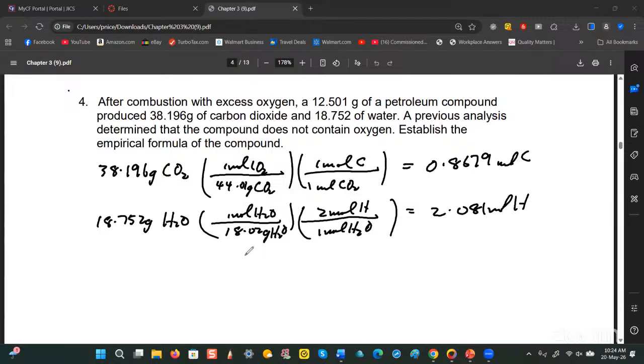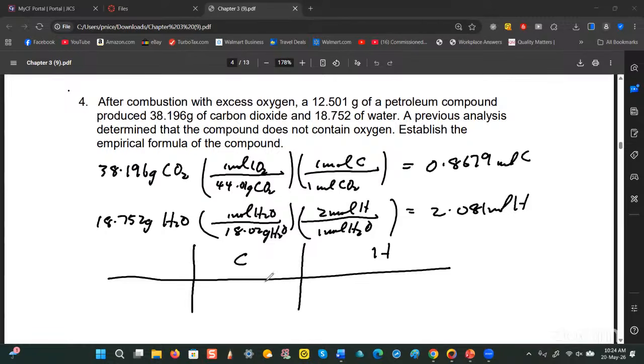So to get the empirical formula, I do my little table thingy here again. And in this case here, we don't need to start off with any masses of carbon and hydrogen because we have the moles already.